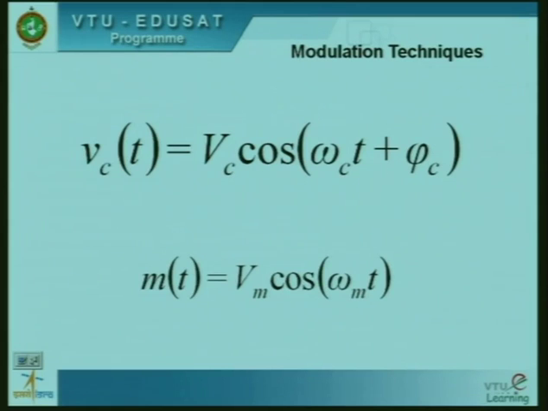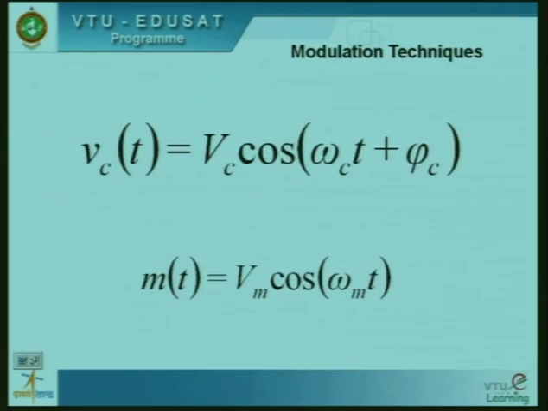Okay, now let us understand the first and foremost important thing, the analog or amplitude modulation. Now let us revisit the carrier signal. The carrier signal, which is always a high frequency signal, is represented by a mathematical equation: Vc of t, the instantaneous amplitude of the carrier, is equal to Vc cos of omega ct plus phi c.